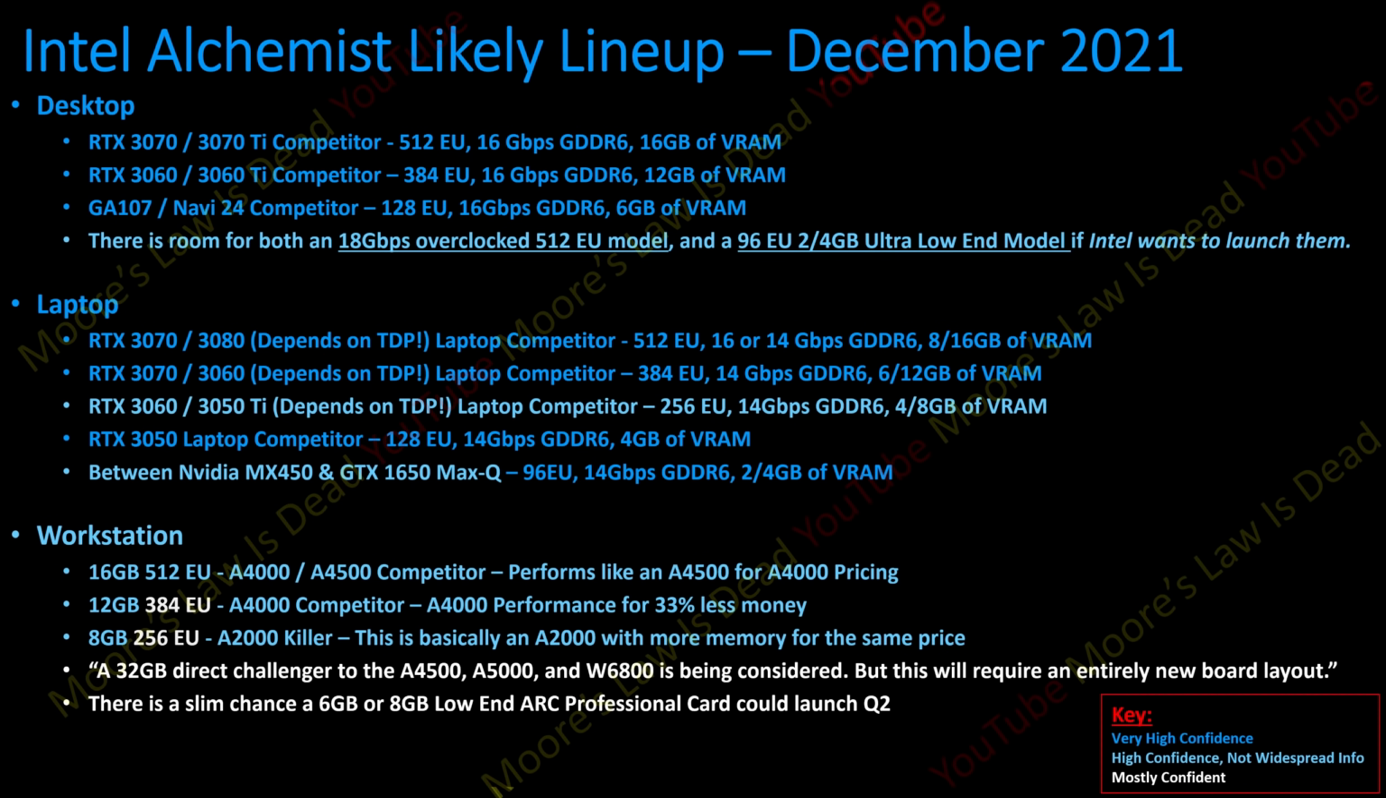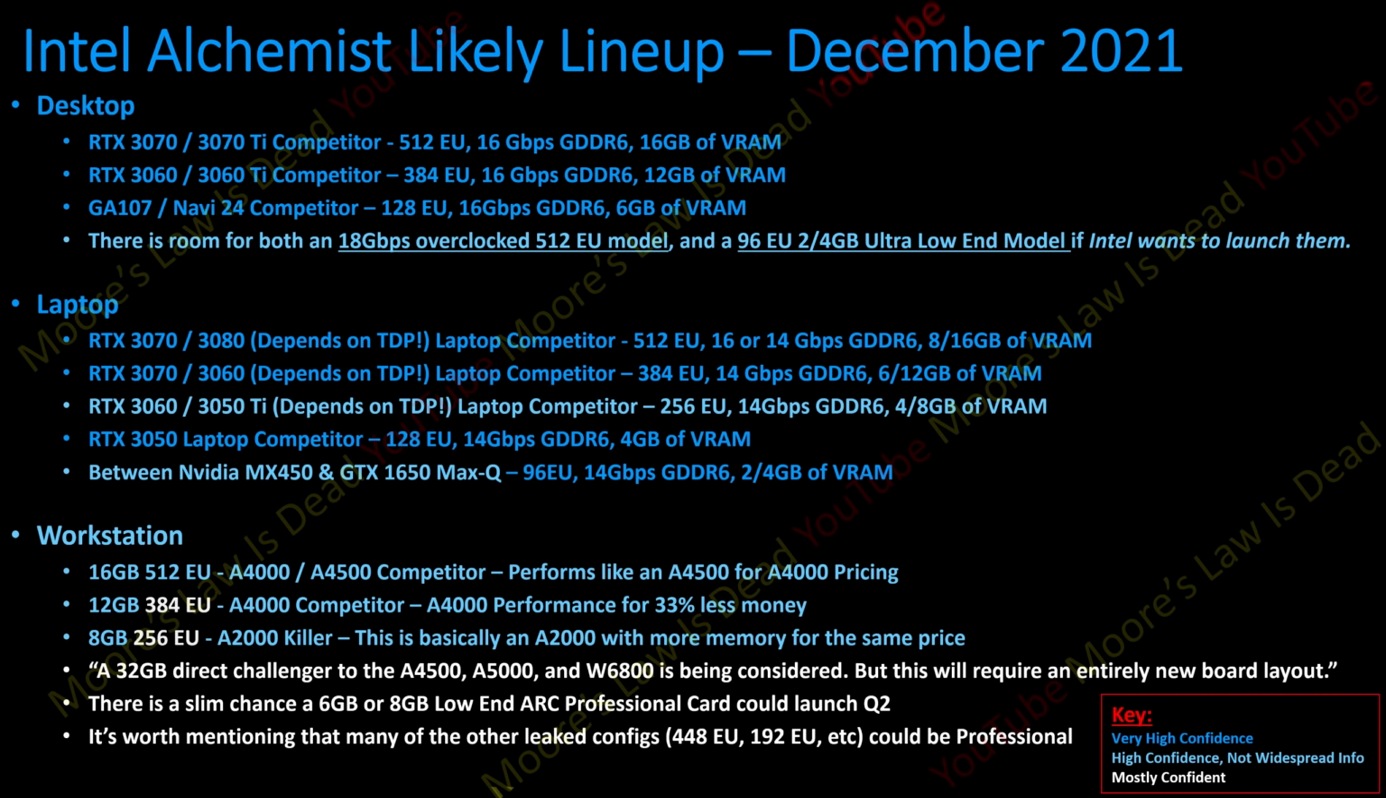And then, of course, there is a slim chance of a 6 or 8 gigabyte low-end ARC Professional card launched in quarter 2. That's why I was a little sketchy about the execution unit model of that 8 gigabyte workstation card. I've heard that there could be low-end ARC Professional cards in quarter 2 already, whereas the rest of these are stated to be late in quarter 3 or quarter 4.